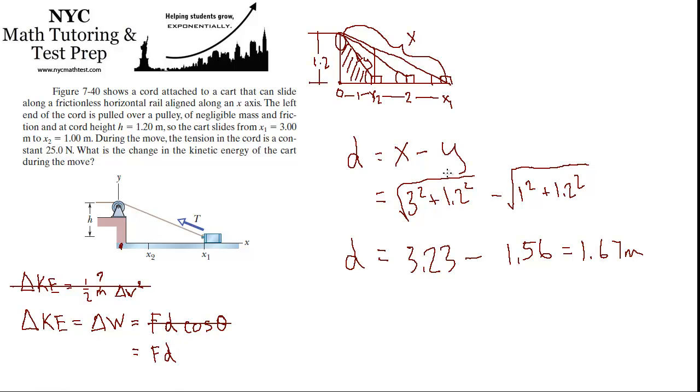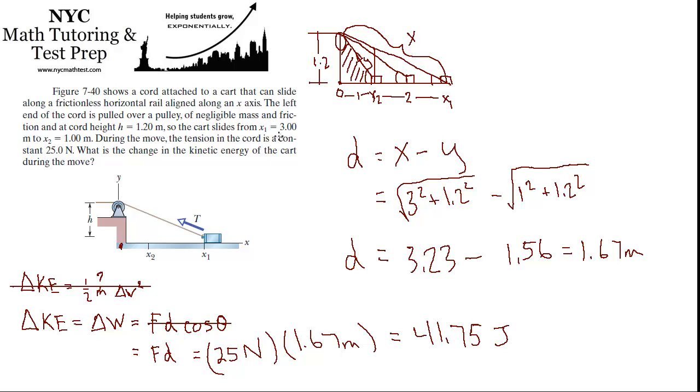Always aligned with the tension force at every point, at all the intermediate points between x1 and x2. So at last we can say force times distance equals a constant 25 newtons times 1.67 meters, which is 41.75 joules. That's joules of work done to move the block from x1 to x2.